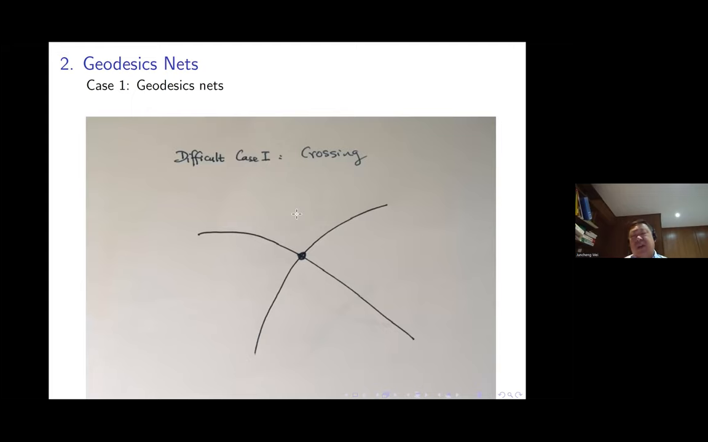Okay, so this is the first part. Now in the second part, I'm going to discuss the geodesic net, okay? The first difficulty. So according to multiplicities, the geodesics will cross, and they'll form a geodesic net. So the geodesics will just simply cross each other.